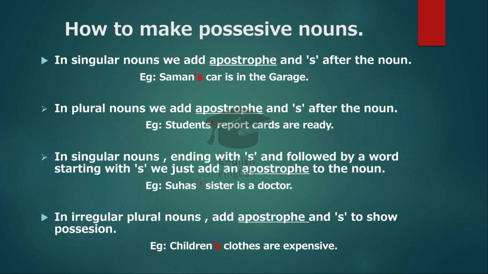Third one, in singular nouns ending with S and followed by a word starting with S, we just add an apostrophe to the noun, such as Suhas' sister is a doctor. Suhas is the name of that person. It ends with the letter S. After Suhas, the next word is sister. It also starts with the letter S. So, to avoid the hissing sound, we add just an apostrophe to the noun.